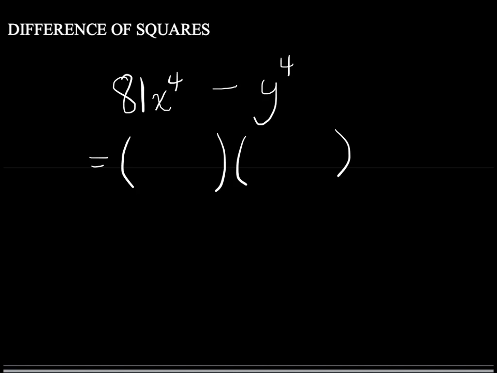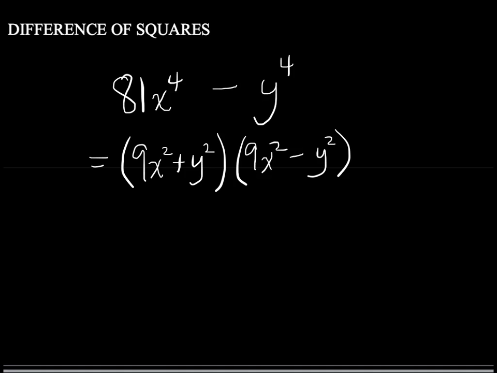For our next problem, let's kick it up even more here, since this is pretty straightforward. We're going to do 81 times x to the power of 4 minus y to the power of 4. And this one's going to kind of give us something interesting. Okay, first off, the square root of the first term is 9x squared, since 9x squared times itself gives us 81x to the power of 4. And the square root of the second term is y squared, since y squared times itself is y to the power of 4. And we say, oh good, we're done.